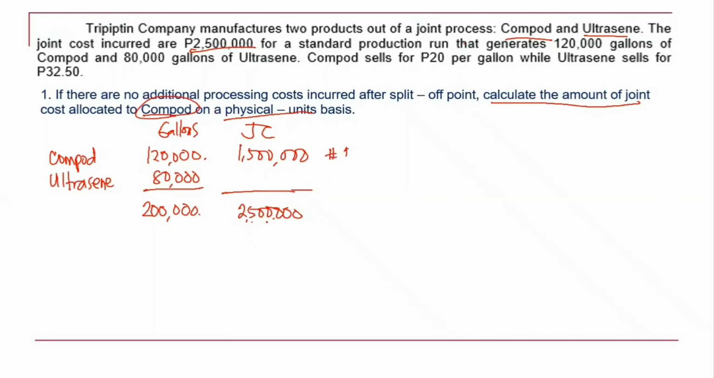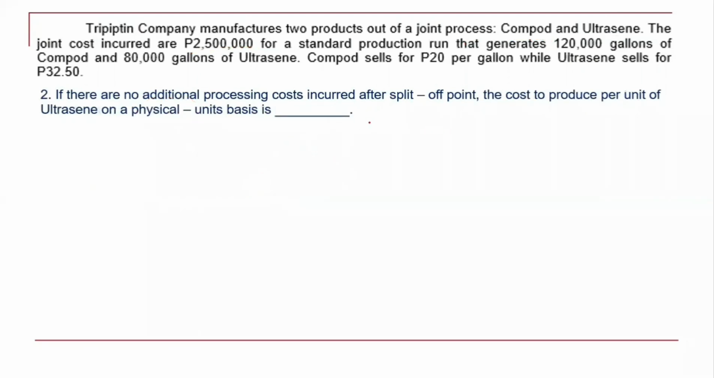Ituloy na natin. 2.5 million times 80 over 200. So, that's 1 million pesos. Okay, and I think this is the question in number 2. Sabi sa number 2, same question, pero ang tanong lang, per unit. Ito po, if there are no additional processing costs incurred after split off point, the cost to produce per unit of Ultrasin on a physical units basis is blank.